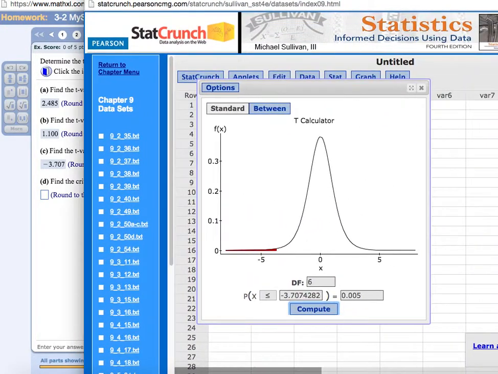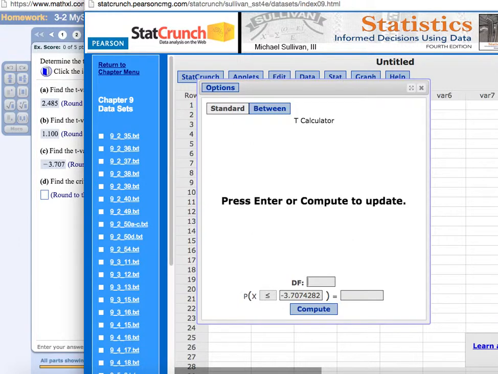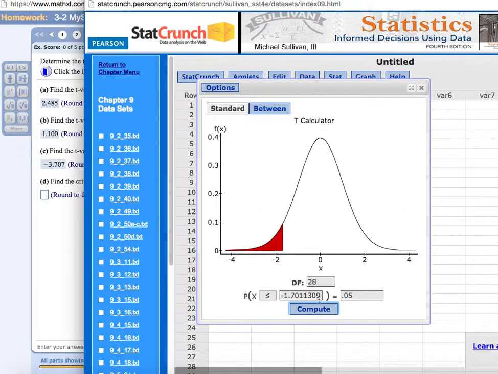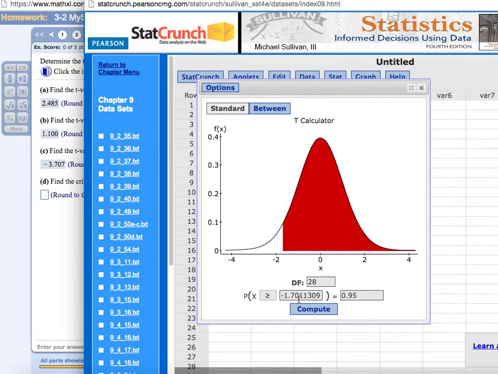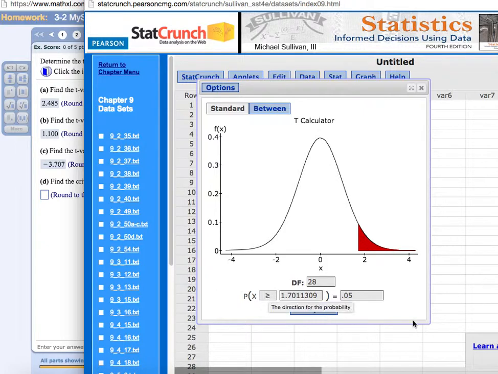This is 28 degrees of freedom, so let's try this, 28, and then 0.05. Compute that. Negative, I meant to do it to the right. I messed that up. So I had to make sure that I changed the sign first and then put the 0.05, because then that will give me that area as 0.05, and then the t-value is 1.701.